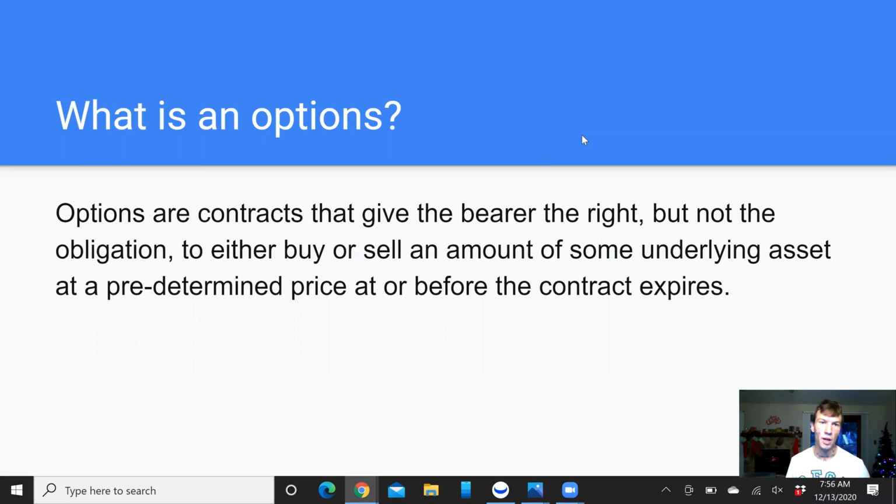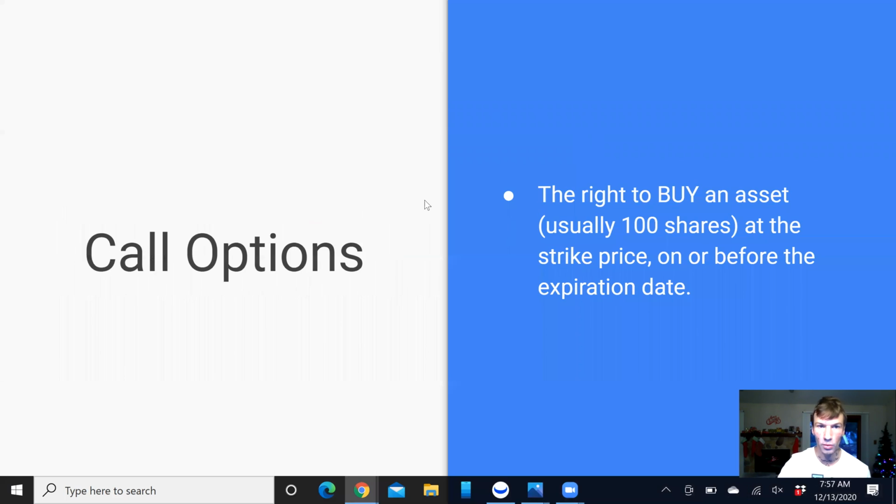All right. So what is an option? An option is basically just a contract that gives the bearer, or the owner, the right, not the obligation, to either buy or sell an amount of some underlying asset at a predetermined price at or before the contract expires. So basically, two types of options are really what you're going to work with, either a call option.